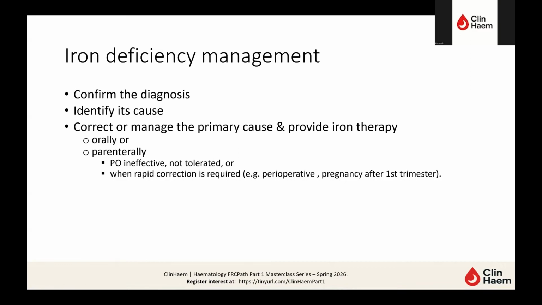Now, does anybody know any contraindications to IV iron? Anybody want to type or shout? I think a history of hypersensitivity in the past is a contraindication. Yeah, very good. I can think of two. Decompensated liver disease. Yes, very good.